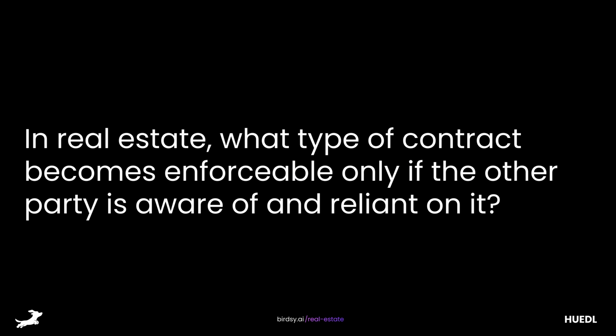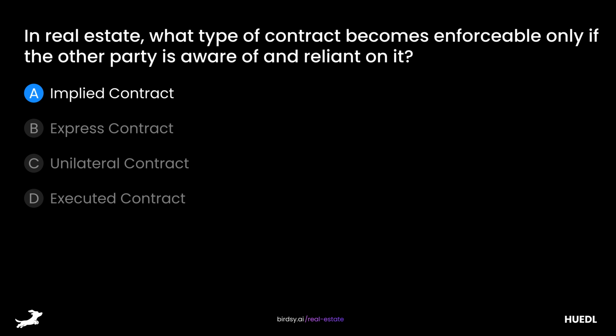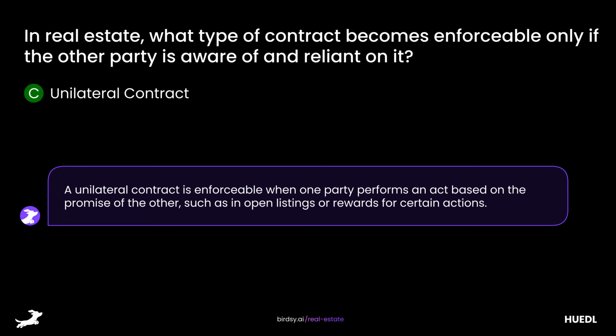In real estate, what type of contract becomes enforceable only if the other party is aware of and reliant on it? Is it A, implied contract, B, express contract, C, unilateral contract, or D, executed contract? The answer is C, unilateral contract. A unilateral contract is enforceable when one party performs an act based on the promise of the other, such as in open listings or rewards for certain actions.